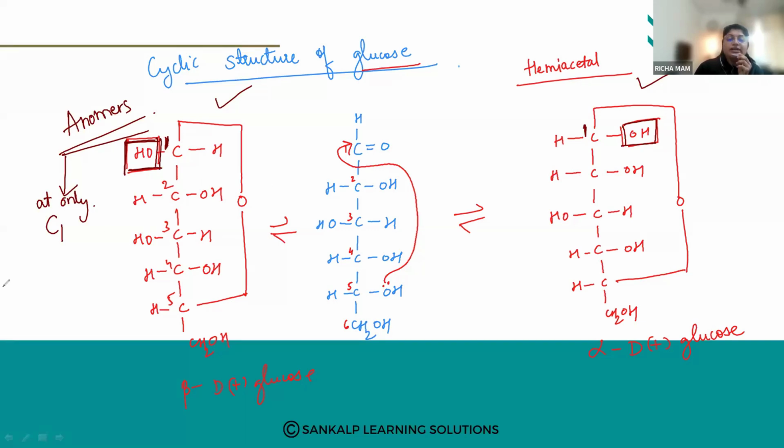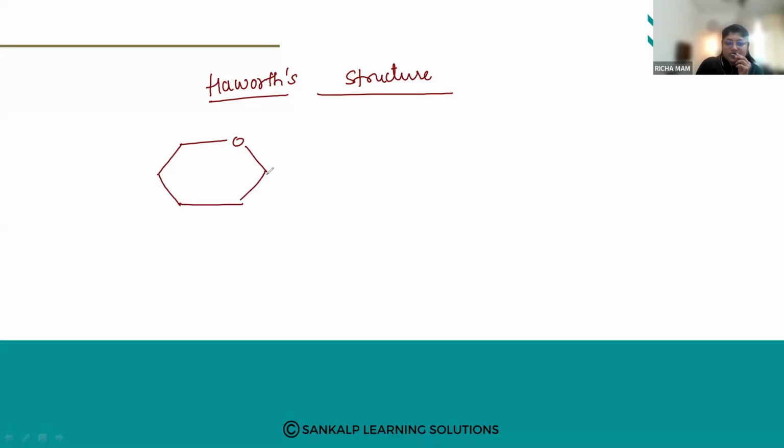Okay, so these anomers can be best represented in their Haworth structures. One more important thing, Haworth structures can be asked for 2 marks. They can ask you to write the alpha-D-glucopyranose structure or the beta-D-glucopyranose structure of glucose. Let me write the Haworth structure. I hope you are writing down the structures, it will be helpful for you.